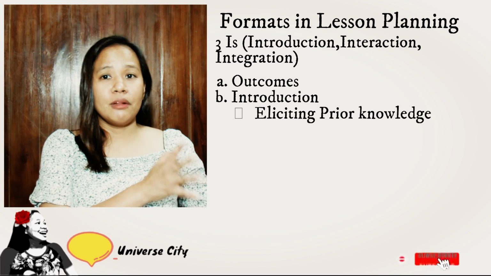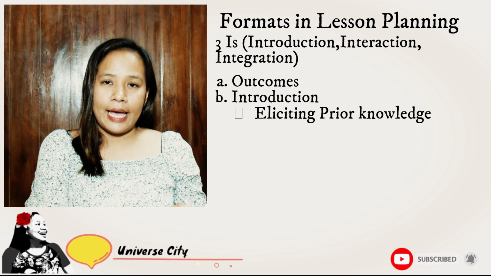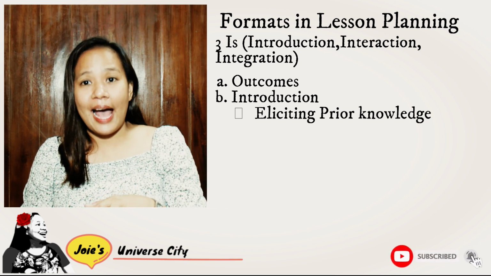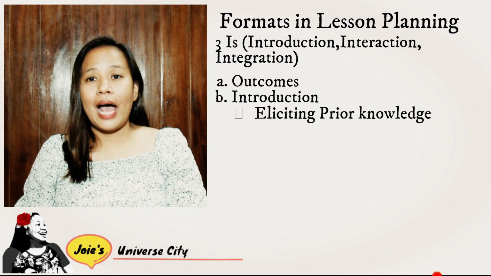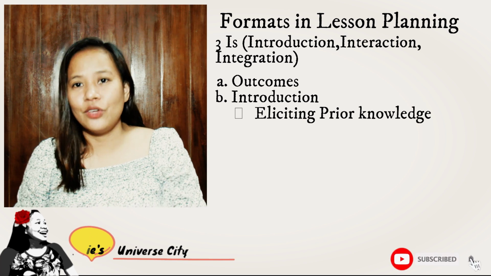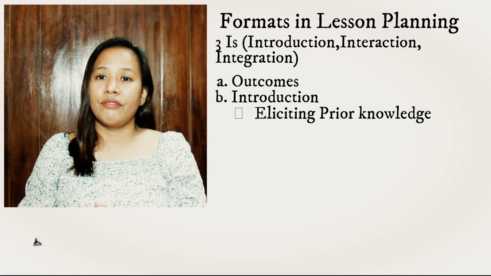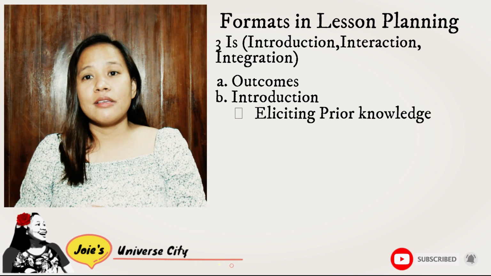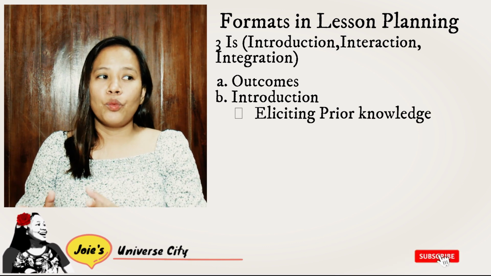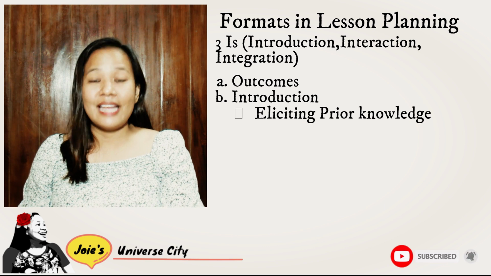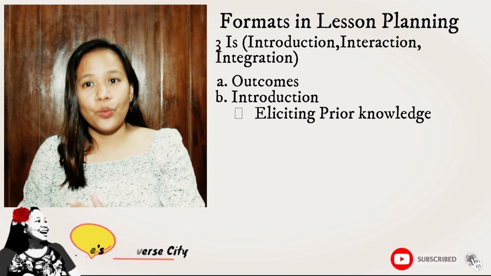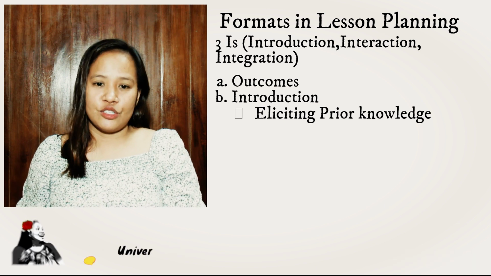In the traditional format, what you call that is motivation. But here in the 3Is, under introduction, you have your eliciting prior knowledge. You elicit the prior knowledge or the schema of the students by means of giving an appropriate activity, an activity that would arouse their interests, and at the same time, an activity that has something to do with the meat of the discussion.